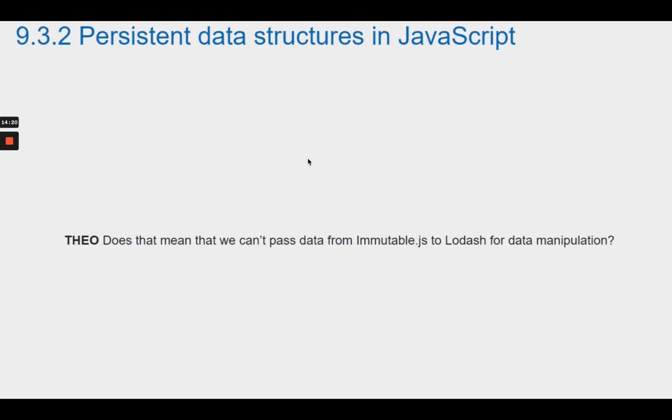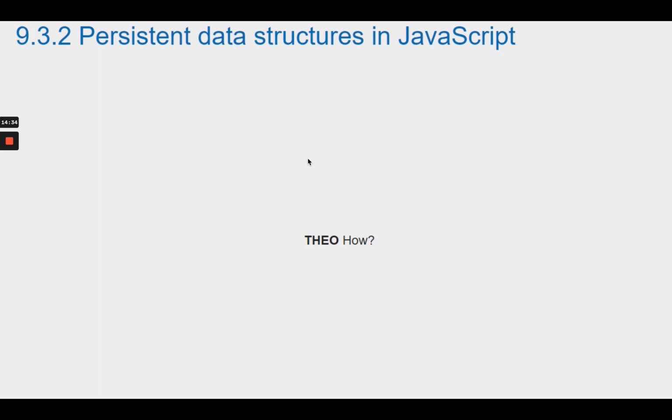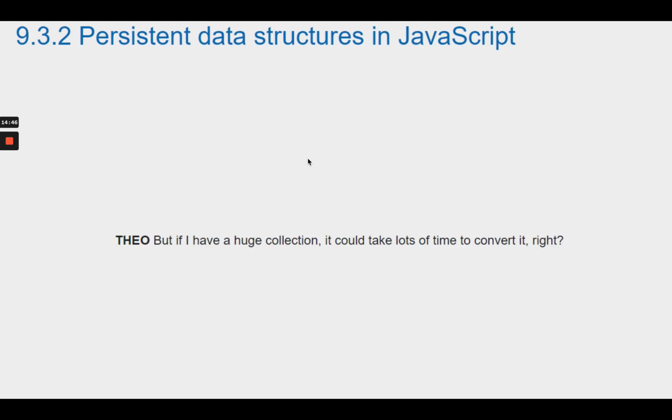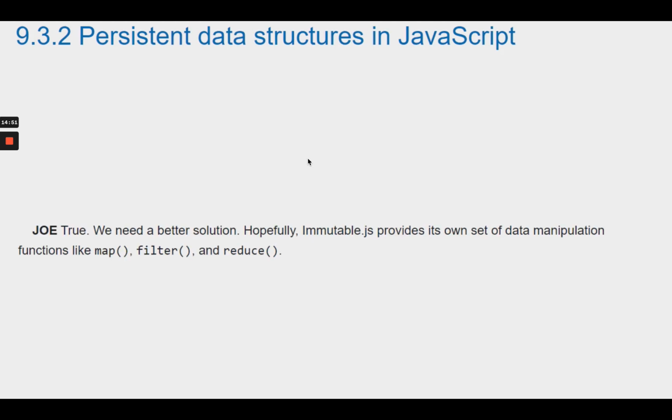Theo: Does that mean that we can't pass data from Immutable.js to Lodash for data manipulation? Joe: Yes, but it's quite easy to convert any immutable collection into a native JavaScript object and back. Theo: How? Joe: Immutable.js provides a toJS method to convert an arbitrary deeply nested immutable collection into a JavaScript object. Theo: But if I have a huge collection, it could take lots of time to convert it, right? Joe: True. We need a better solution.